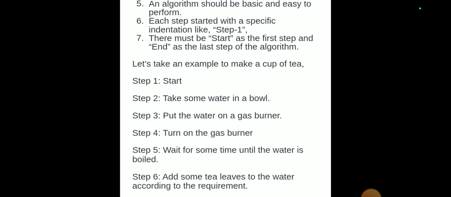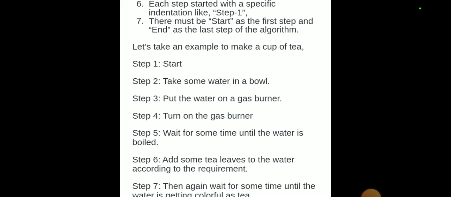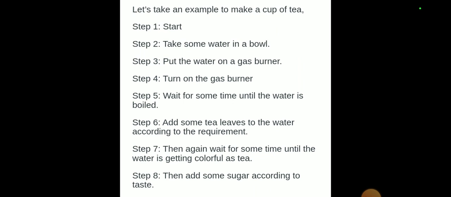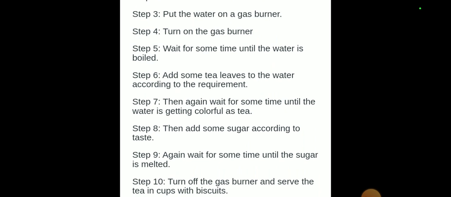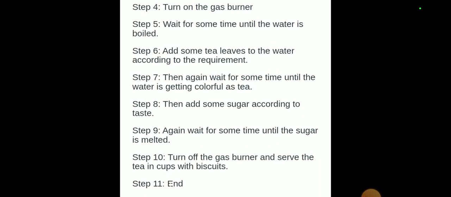Let's take an example of making a cup of tea. Number 1 is start. Number 2 is take some water in a bowl. Number 3 is put the water on a gas burner. Number 4 is turn on the gas burner. Number 5 is wait for some time until the water is boiled. Number 6 is add some tea leaves to the water according to the requirement. Number 7 is then again wait for some time until the water becomes colorful as tea.